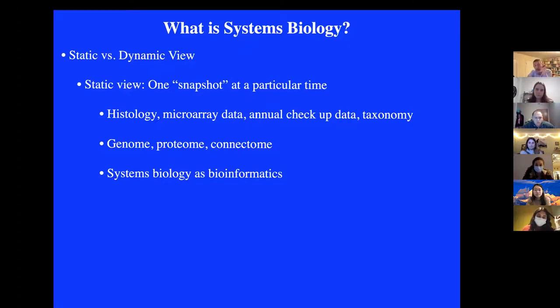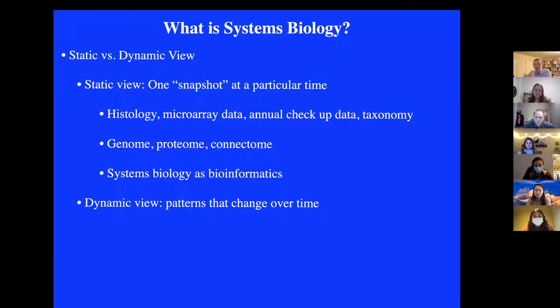Now, in contrast, and this is, of course, where I get more excited, there's a dynamic view, which is that biology and many other things, but especially biological organisms and groups, are about patterns that change over time. So it could be patterns of movement. It could be patterns of gene expression. It could be patterns of activity in the nervous system. It could be patterns of activity of populations rising and falling.